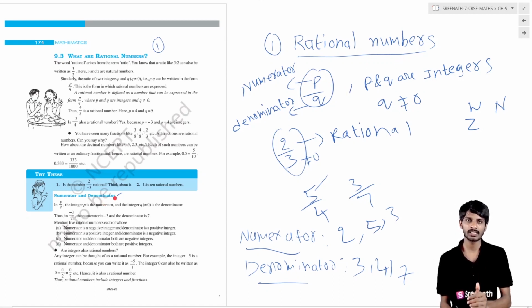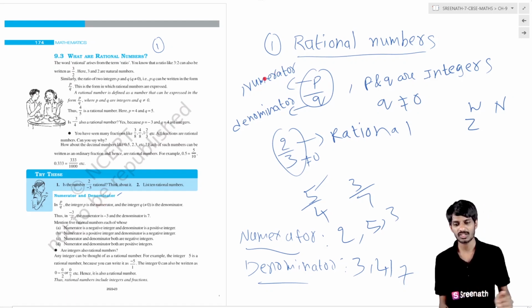And what is numerator and denominator? The one which is on the upper side of the dash is the numerator, and the one on the lower side is called the denominator.